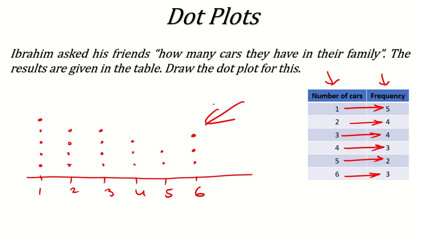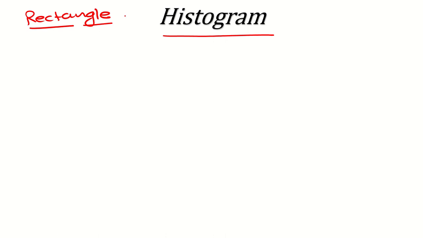Yes, this is called a dot plot. But in place of making dots, if we make a rectangular box, then it will become a histogram. Rectangular box, like this. Okay, don't focus on the picture. I am sorry for that. My drawing is not that good. So it's like a rectangle.